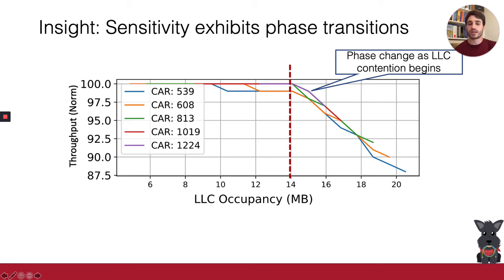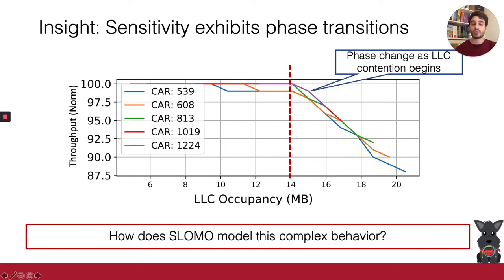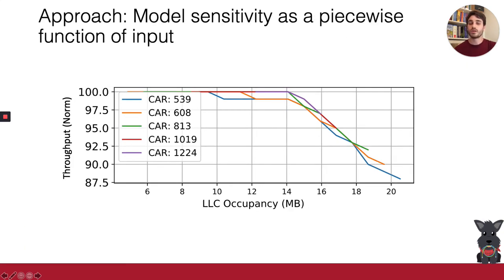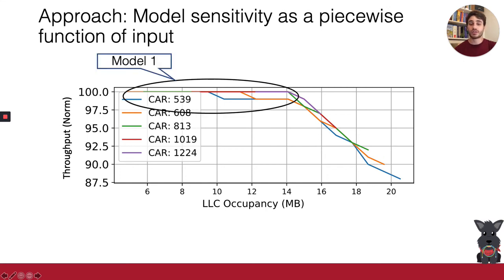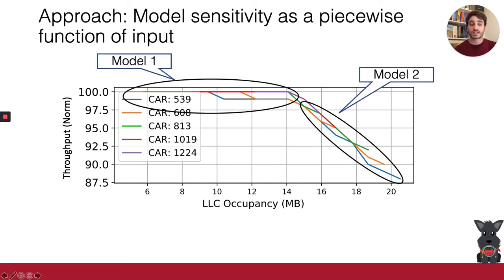Before that, the NF experiences minimal performance drop as a result of contention, whereas after it, the drop becomes more pronounced. So this raises a question: what is the right modeling technique to model this function? SLOMO's approach is that of viewing sensitivity as a piecewise function of its inputs. Using that logic, we can model each area individually using a simpler, localized model and then combine the weaker models into one robust end-to-end sensitivity model.